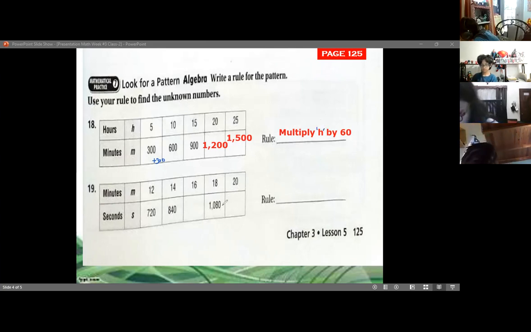Now, number 19 is the same. We're going to find a rule, a way that we can get the answer for the minutes and seconds that we have now. Minutes, we have 12, 14, 16, 18, and 20. And the seconds, which stand for letter S, we have 720, 840, 1,080. So it's missing 16 and 20. Adding by one.